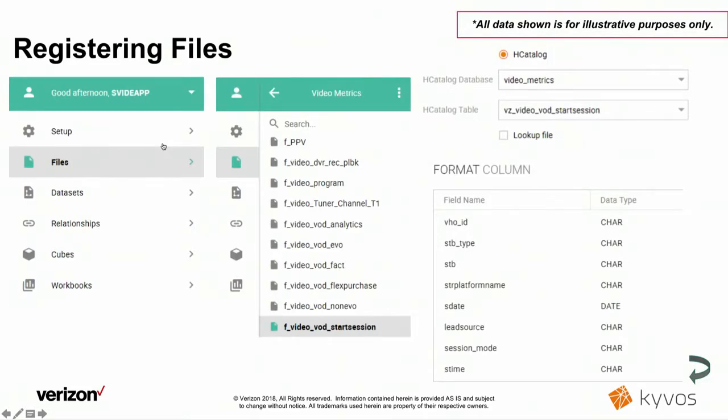Here we are just telling it, from my HCatalog Hive tables, what my measures are, what my fact tables are, and what my dimension tables are. You just select them and save them, so they get saved here. As you can see on your left-hand side, those are some of the files that we created.